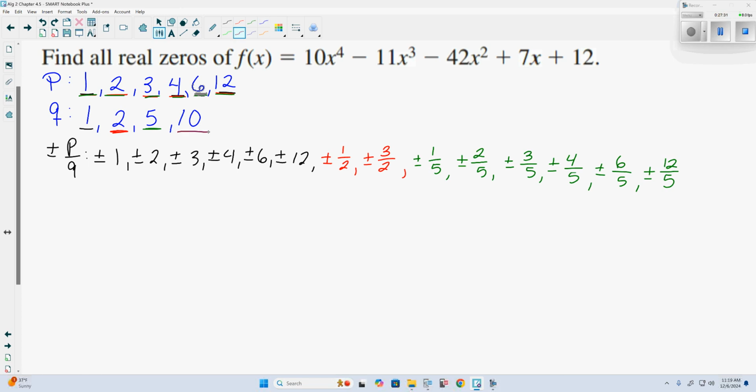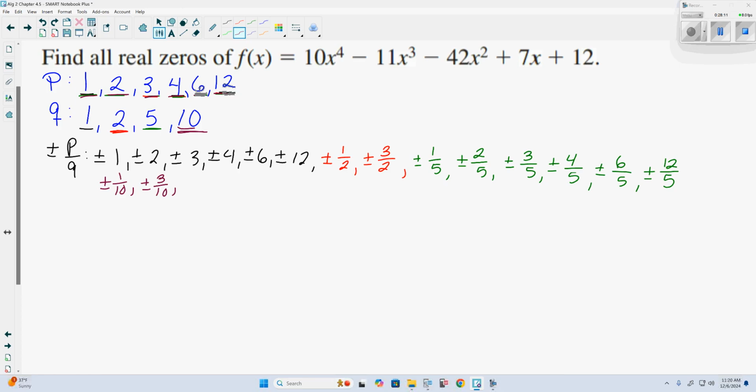Then lastly, we can move on to 10. 1 divided by 10 would give us plus or minus 1/10. The 1 is always going to be in the list of p over q, because it's not going to reduce. 2 over 10 will reduce to 1/5, which we already have. 3 over 10 doesn't reduce, so we get plus or minus 3/10. 4 over 10 reduces to 2/5. 6 over 10 reduces to 3/5. And 12 over 10 reduces to 6/5.